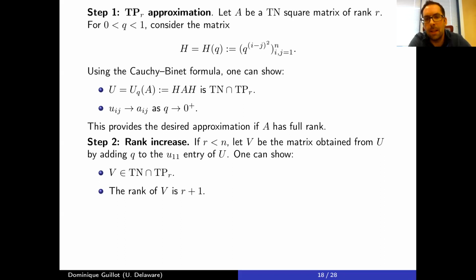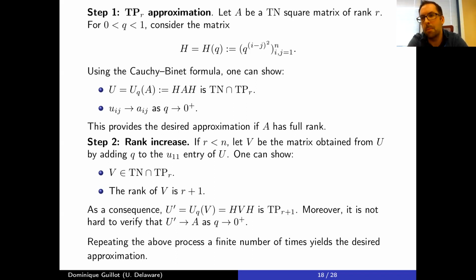So we're not entirely done, but now you can see what's the next step, right? You just start reiterating that process. You take that matrix V, you multiply by H on the left and on the right. Now it just became TPR plus 1. Add to the first entry, reapply the same process. And then after a finite number of steps, you're going to get a TP approximation. Letting Q go to 0 recovers the matrix. Therefore, that's it. That proves the density of TP in Tn.